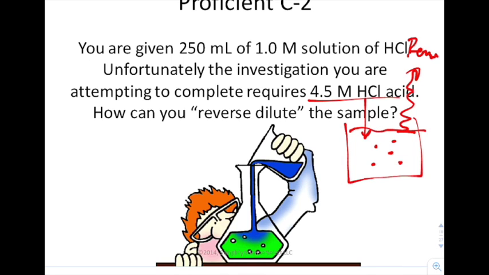But you can use the fact that certain things have different boiling points. And so if you were to try and boil this, you can actually boil the water out and the hydrochloric acid will remain behind. So how much water do you need to remove?